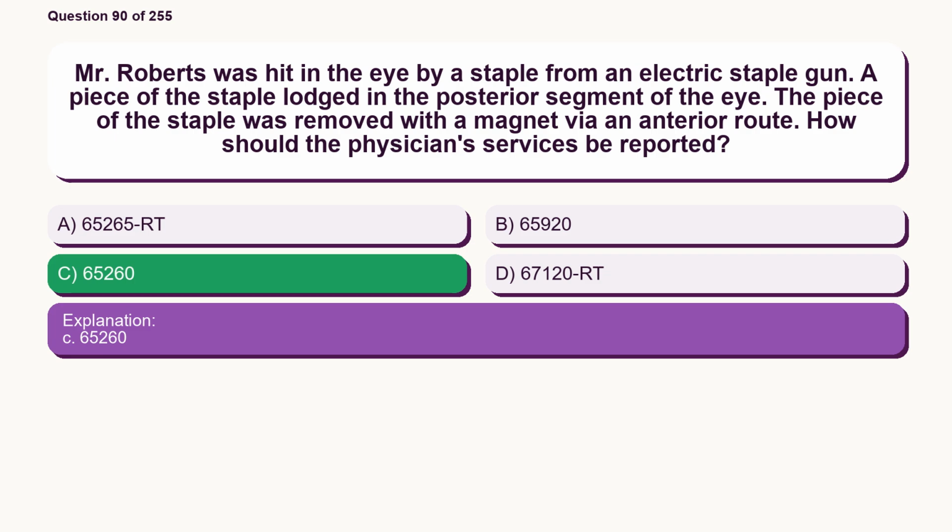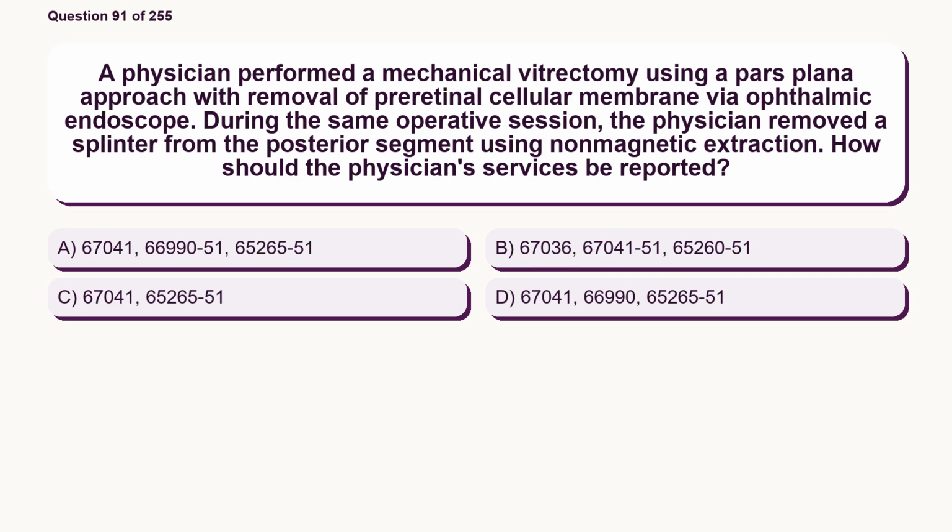C, 65260. Question 91. A physician performed a mechanical vitrectomy using a pars plana approach with removal of preretinal cellular membrane via ophthalmic endoscope. During the same operative session, the physician removed a splinter from the posterior segment using non-magnetic extraction. How should the physician's services be reported? Option A, 67041, 66990-51, 65265-51.